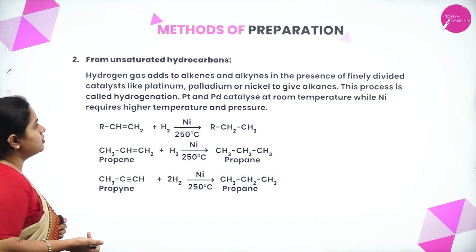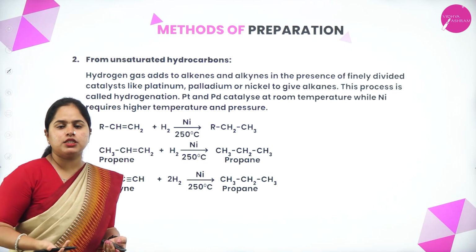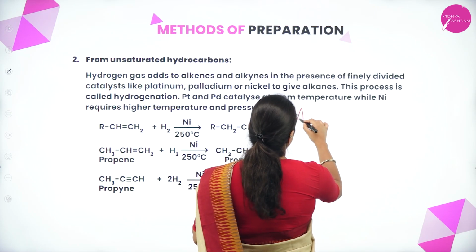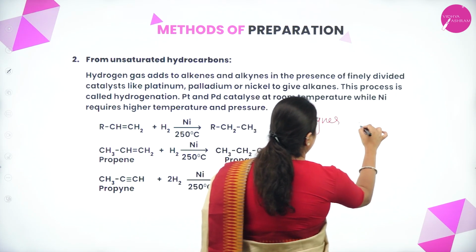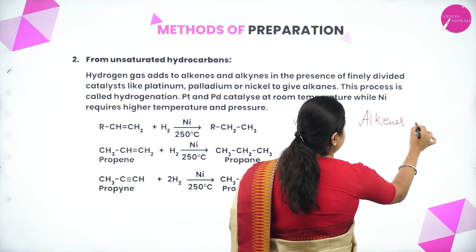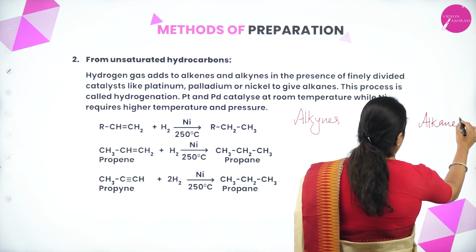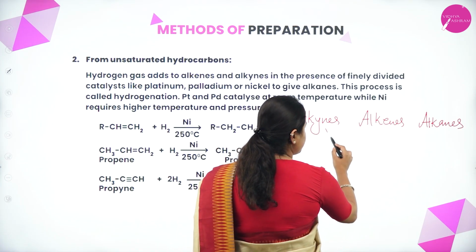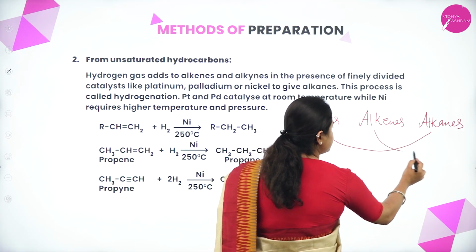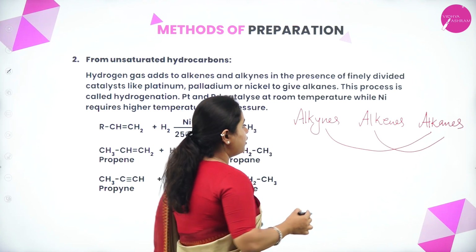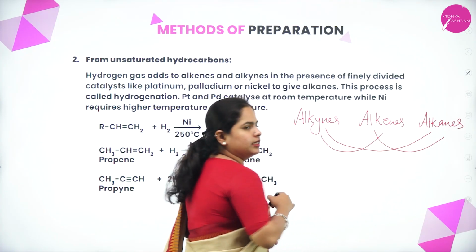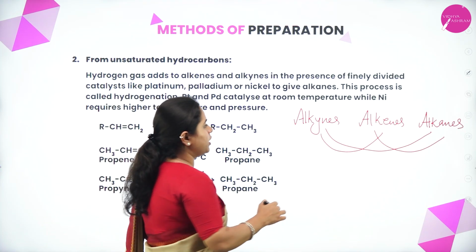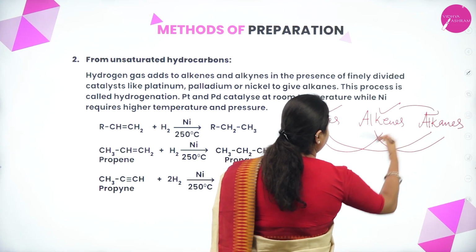The next one is from unsaturated hydrocarbons. Unsaturated hydrocarbons means from alkenes and alkynes we can prepare alkanes. What you have to remember is, you have alkynes, you have alkenes, and you have alkanes. The alkyne is the highest one, containing a triple bonded system. From alkynes you can prepare alkanes, from alkenes you can prepare alkanes, and from alkynes you can prepare alkenes. So from the higher one you can prepare the lower ones. Now we are going to study how from alkynes and alkenes we can prepare alkanes.